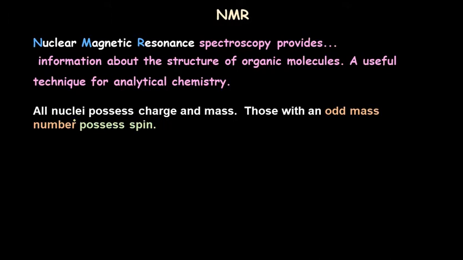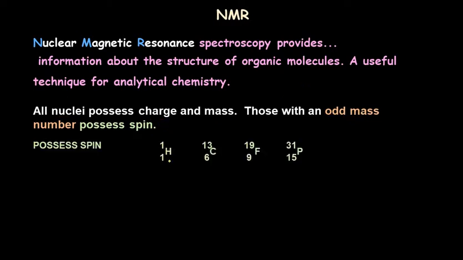Let's first understand one point: the nucleus of each and every atom possesses some charge and mass. We know the charge is positive and it has some mass. But nuclei with an odd mass number possess spin. Why only the odd mass? Because for an even mass number, the protons inside the nucleus will cancel each other's spin. But the one with the odd number will not be able to do so, and then it will possess some kind of spin.